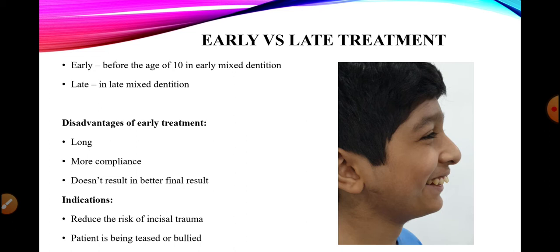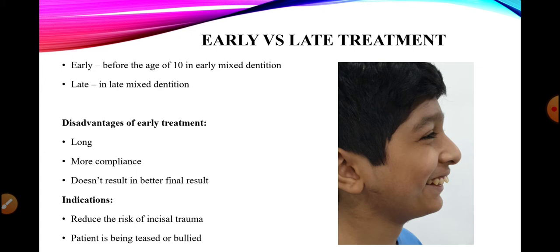Now the growth modification can be carried out early or it can be carried out late. So first of all, before going into the details of when to go for early and when to go for late, we should know what an early growth modification is and what a late growth modification is. By early, we mean that if the treatment of growth modification is carried out before the age of 10 years, that is in the early mixed dentition, we can categorize it as early treatment, and when it is carried out in the late mixed dentition, we call it a late treatment.